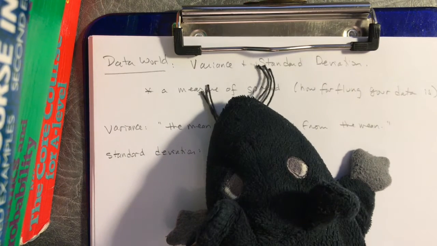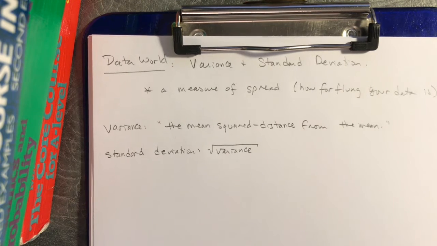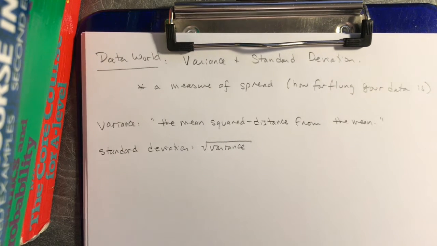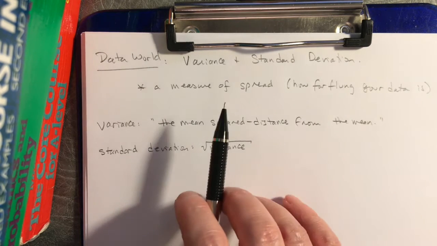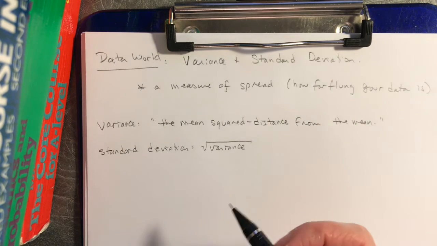In this video, I want to talk about variance and standard deviation, and this is the world of data, not the world of probability distributions. This is data world, like you've gone out and measured a bunch of data points and now you have to analyze it and figure out how to interpret it. Okay, so variance and standard deviation are measures of spread.